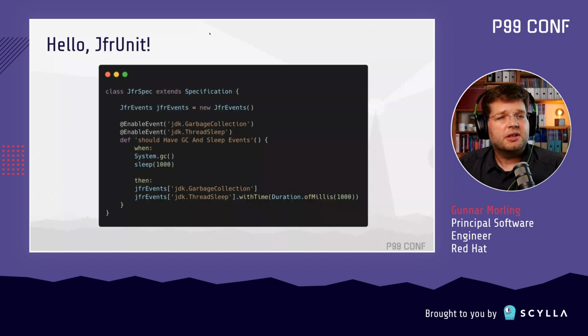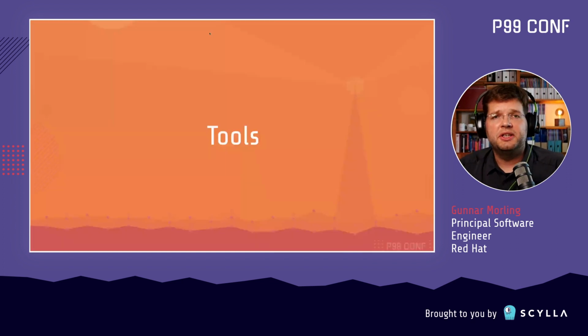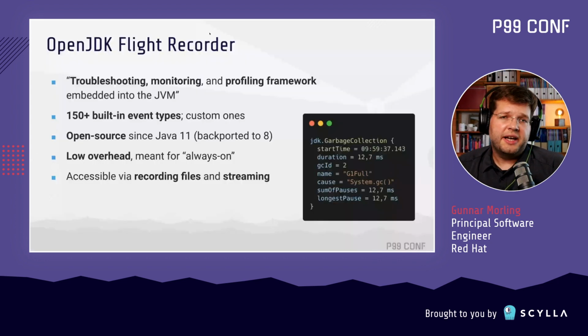So let's talk about two more tools which we need to use in this context in a little bit more depth. The first one, Flight Recorder. I mentioned it already. In a nutshell, as per its own description, it's a troubleshooting, monitoring, and profiling framework, which comes with the Java virtual machine. So it's part of OpenJDK since version 11. It used to be part of the commercial JRockit JVM. Later on, it got open sourced, and now you can use it for free if you are using OpenJDK.